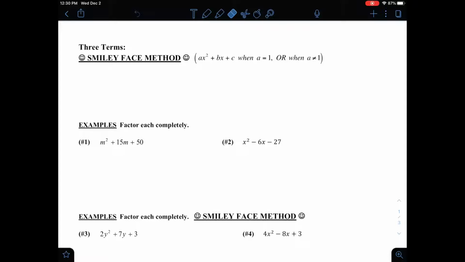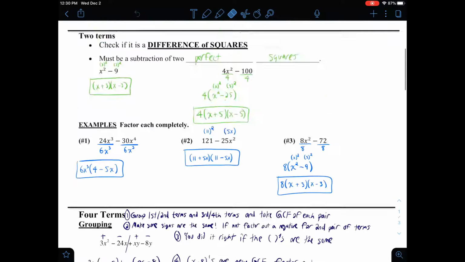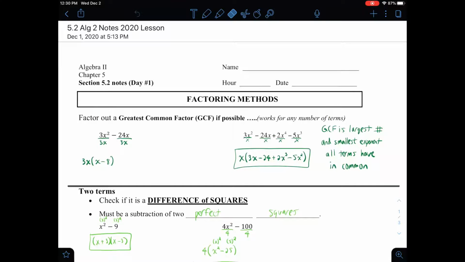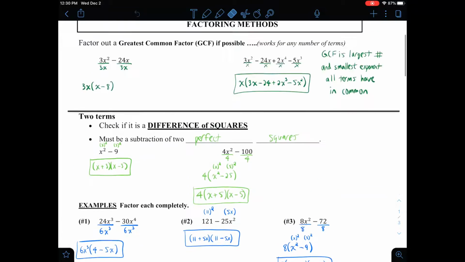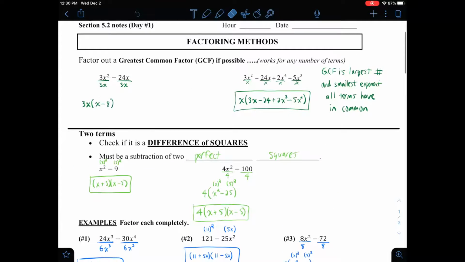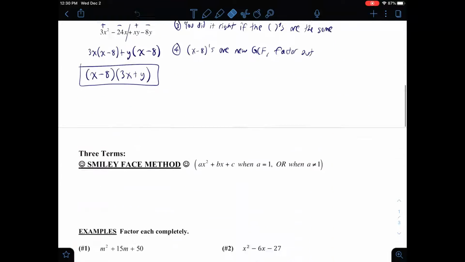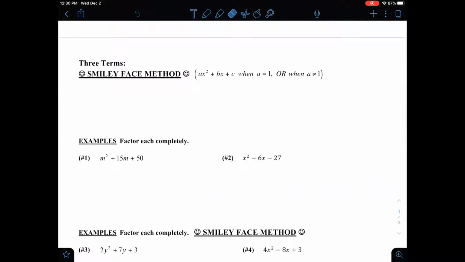Today we're continuing with 5.2 Day 1 Part 2. It's a long lesson, so we worked on factoring methods. We did difference of squares yesterday. We did grouping and pulling out a GCF, which GCF is used for grouping. And so today we're doing the smiley face method, and we're also doing perfect square trinomials.